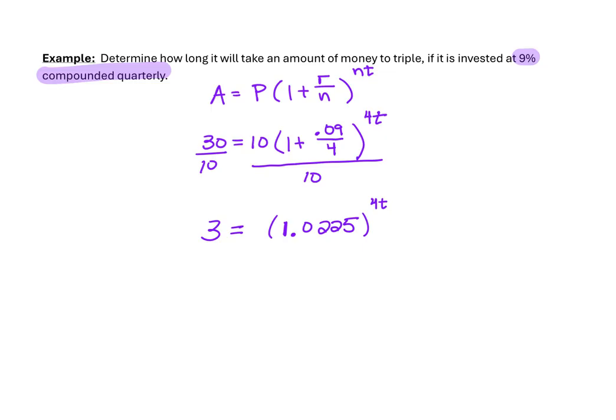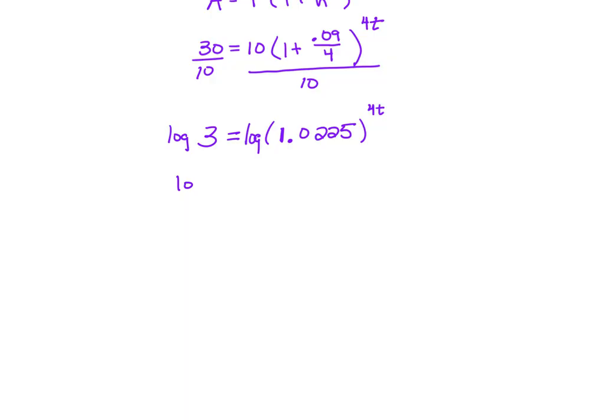All right, this is now just a regular exponential function. And so we're going to do exactly what we've done before. We want to take the logarithm of both sides. We can move our exponent over to the front. And one of the things that I do want to point out now is on the right side, we have 4 times t times log of 1.0225.